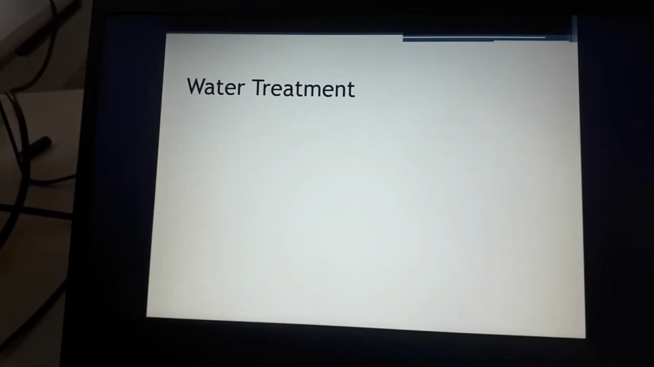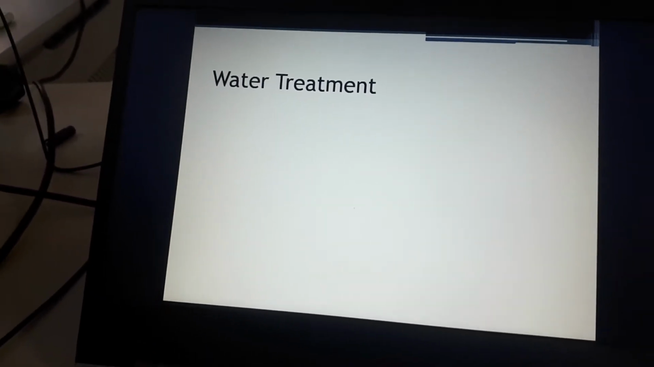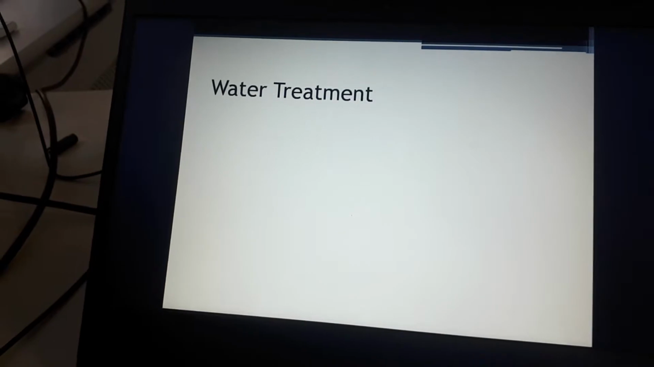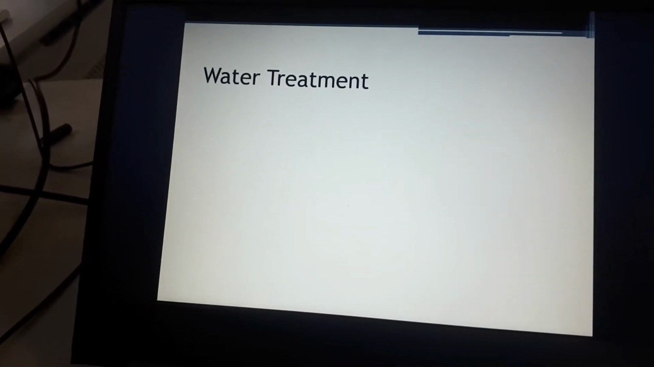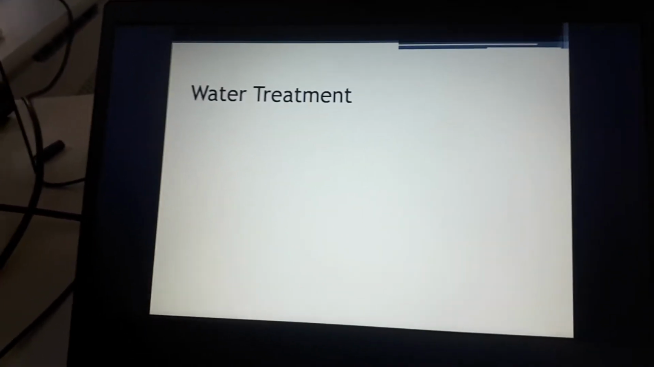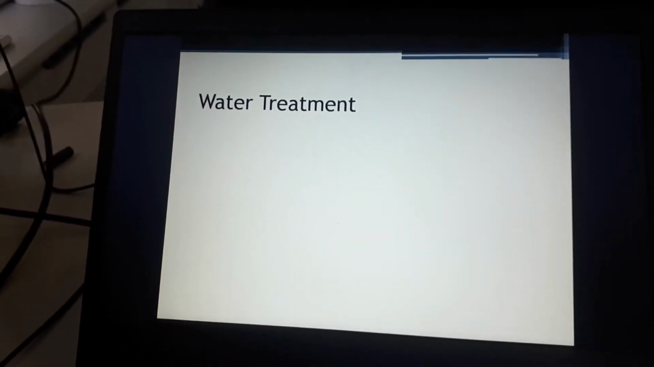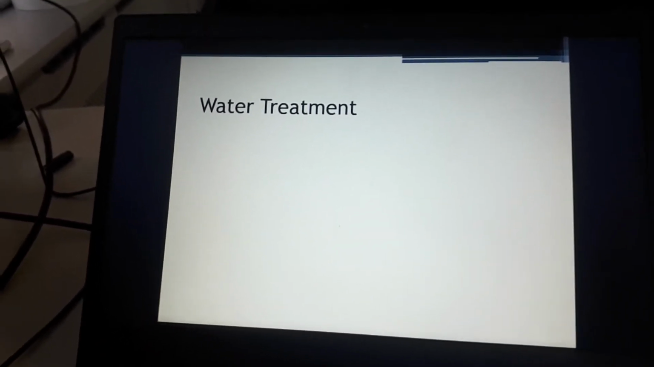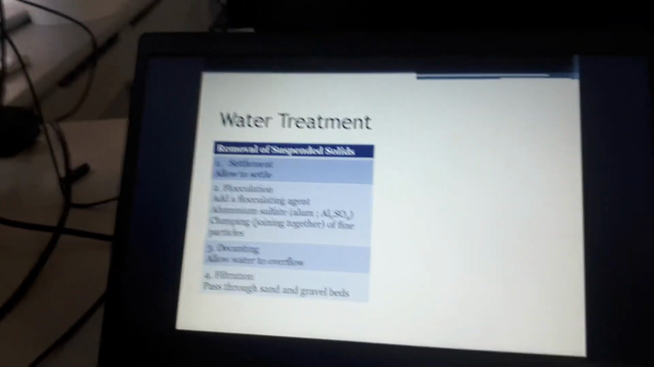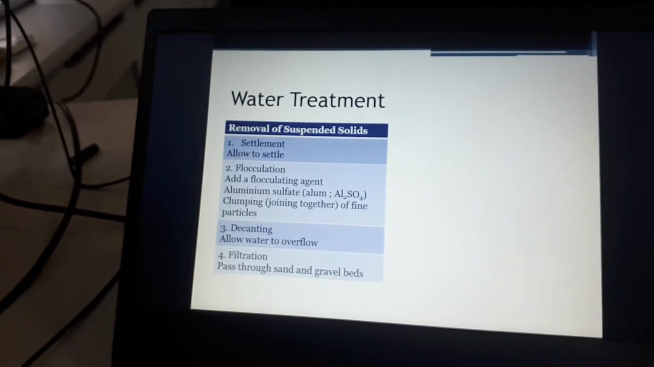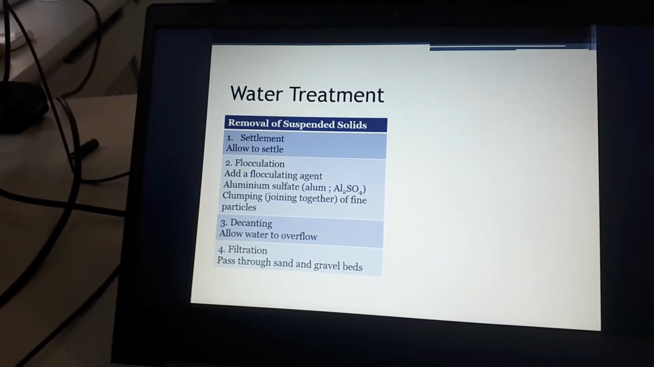So we've looked at hardness in water, we've looked at the experiment using EDTA, and we have looked at the difference of deionized versus distilled water. What we're going to move on to now is water treatment, and in general it's divided up into two parts: the removal of suspended solids and then our addition of chemicals, which I'll get to in a minute.